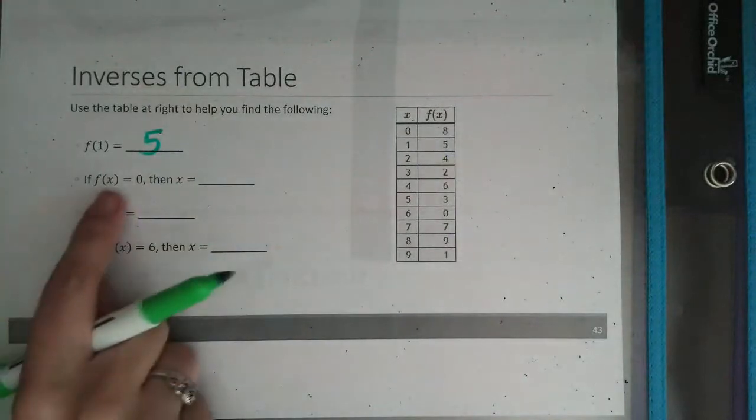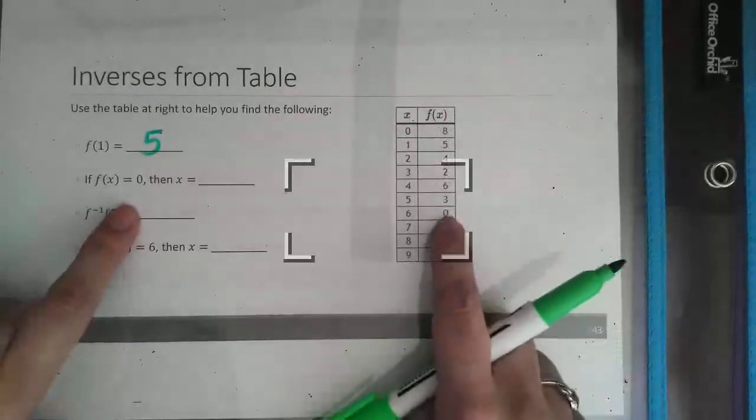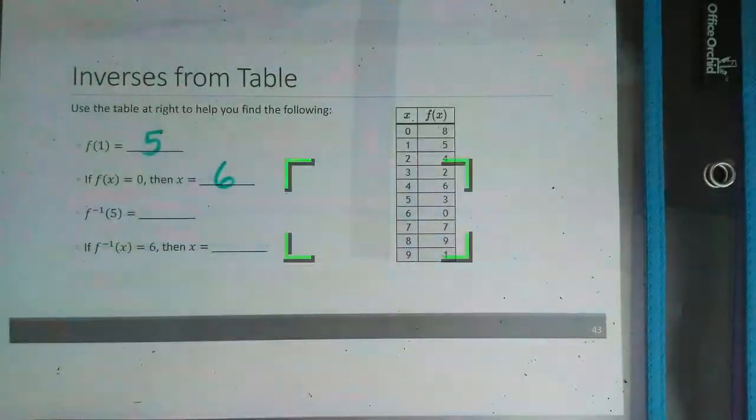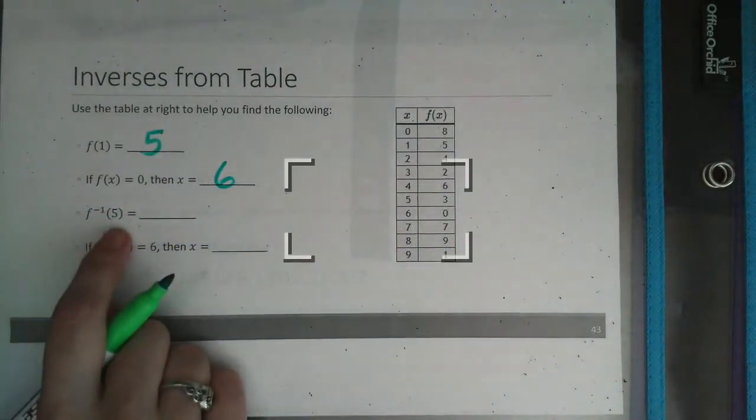Okay. If f of x equals 0, let's find that. F of x equals 0, that's right here. Then x equals 6. That's not too bad. F inverse of 5.